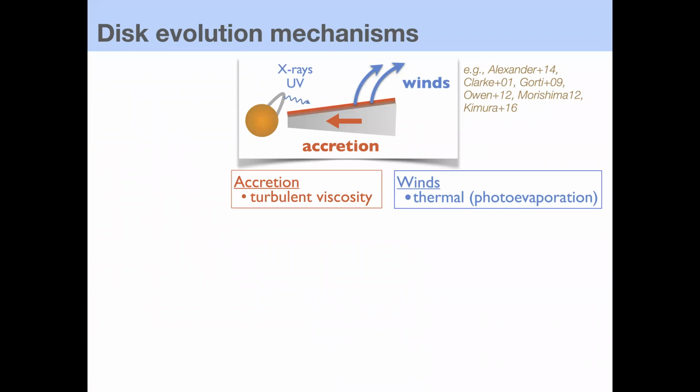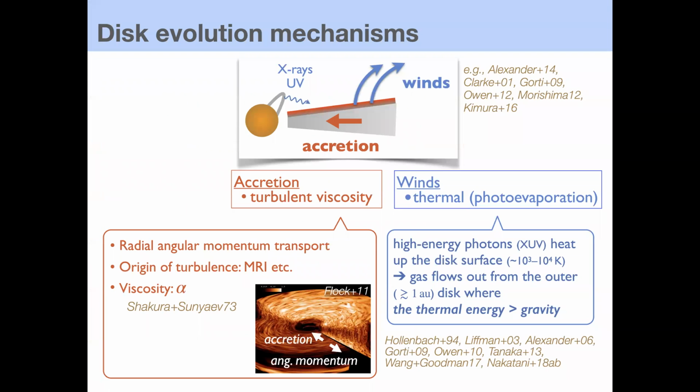Theoretically, this disk lifetime has been examined considering viscous accretion and photoevaporation. The disk is assumed to be turbulent, and the turbulent viscosity drives the angular momentum transport in the radial direction. The origin of the turbulence is thought to be, for example, magnetorotational instability. And the viscosity is parameterized with the alpha parameter. On the other hand, photoevaporation is a thermal disk wind driven by the radiation of the stellar high energy photons. The thermal energy of the heated gas exceeds the gravitational potential in the outer disk, so such gas can flow out from the disk.